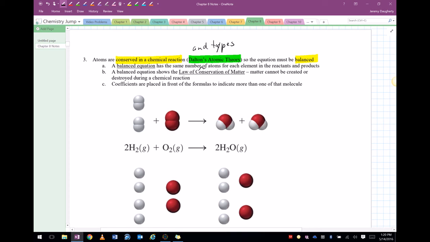In a balanced chemical equation, it shows the law of conservation of mass, or the law of conservation of matter, which says that matter cannot be created nor destroyed during a chemical reaction. And that's a big law, right? That's an important one. Remember what a law does, by the way. A law just merely makes an observation, okay? All right, so let's take a look at this, and we'll talk about what the coefficients are.